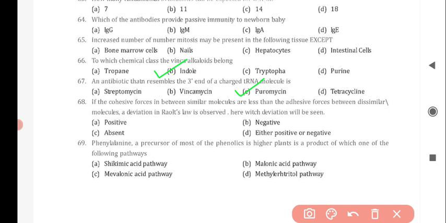Next question is, if the cohesive forces in between similar molecules are less than the adhesive forces between dissimilar molecules, a deviation in Raoult's law is observed. Here, which deviation will be seen? And the correct answer is option B, negative deviation.